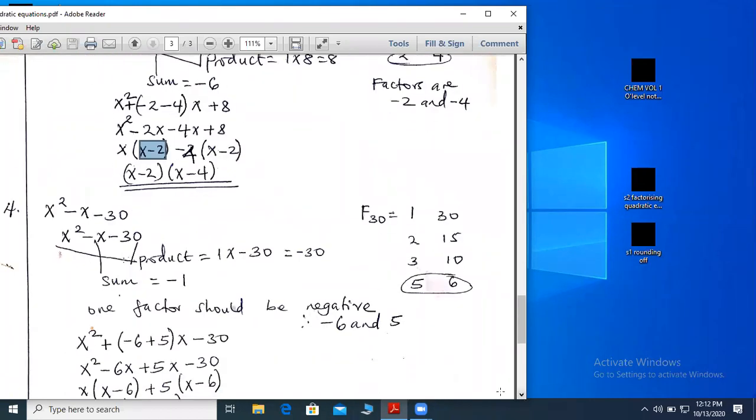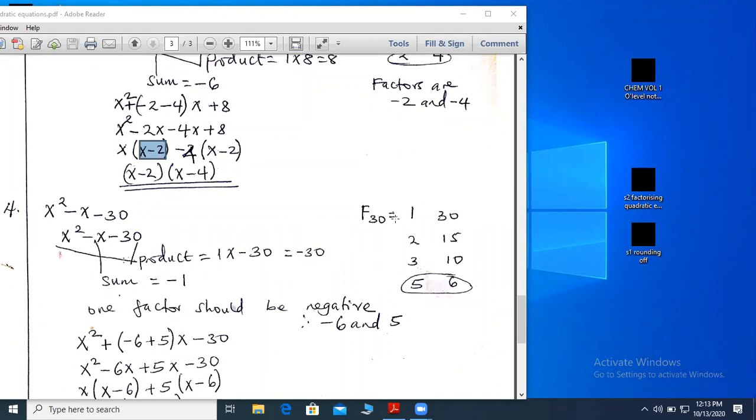So let us also look at that. The product of the factors is 1 times negative 30. Here C is negative 30. 1 times negative 30, the answer is negative 30. And the sum is negative 1. What does that mean? We need two numbers which when you multiply, you get negative 30. And to get negative 30, it means one number should be positive and the other one should be negative. That is the condition for getting a negative product.